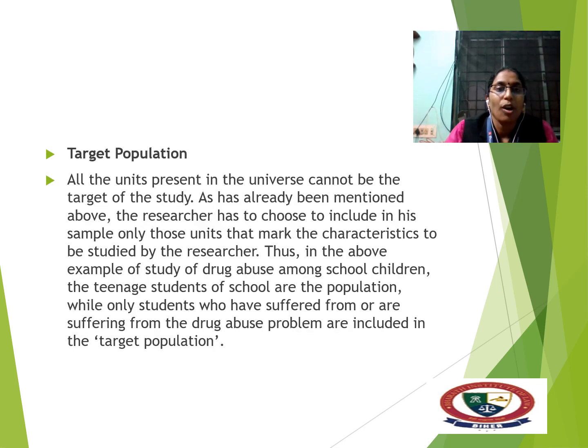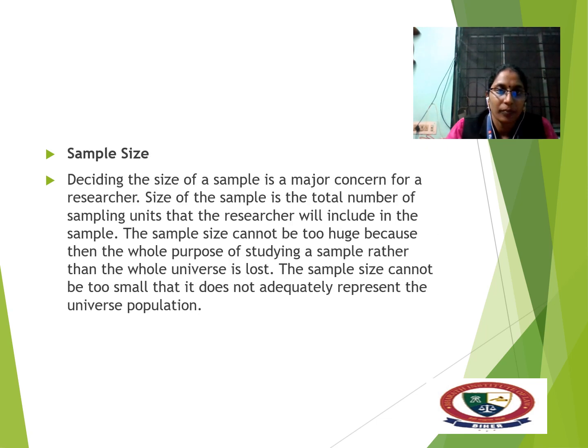Target population. All the units present in the universe cannot be the target of the study, as has already been mentioned above. The researcher has to choose to include in his sample only those units that mark the characteristics to be studied by the researcher. Thus, in the above example of a study of drug abuse among school children in the region of Madurai, the teenage students of the school are the population, while only students who have suffered from or are suffering from drug abuse problems are included in the target population.